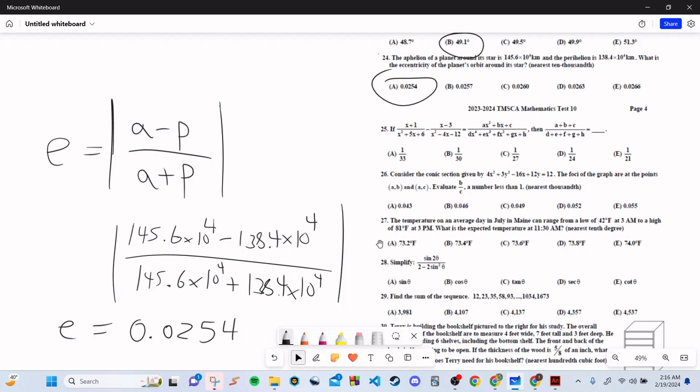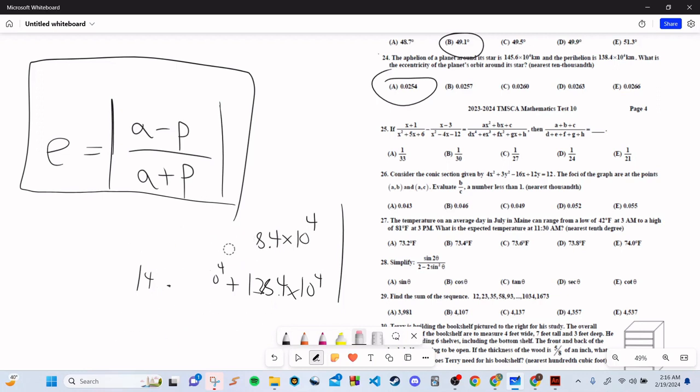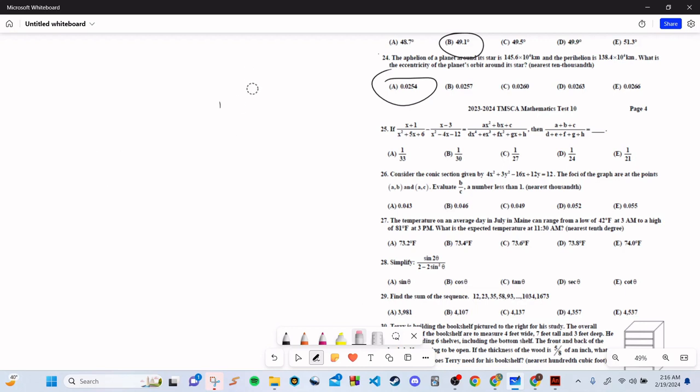So again, make sure that you know this formula. Super useful. So moving on to question 25.